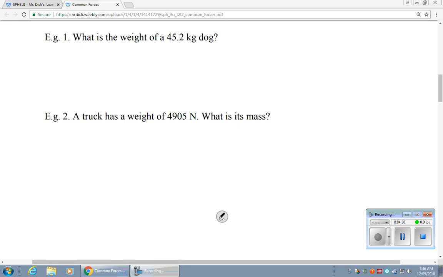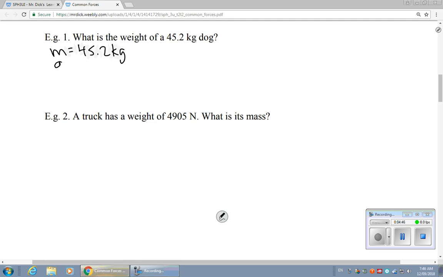So that's actually the first given quantity that we can write. The mass is 45.2 kilograms. We also know g. And for our purposes, like we've been doing so far earlier in our kinematics unit as well, we're going to call it 9.8 meters per second squared.